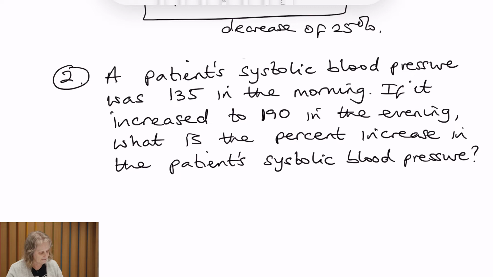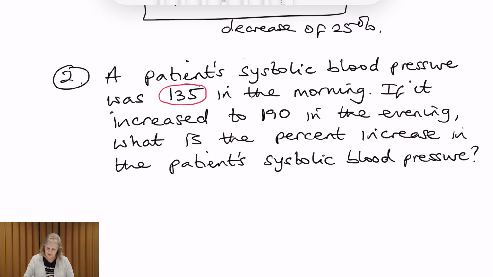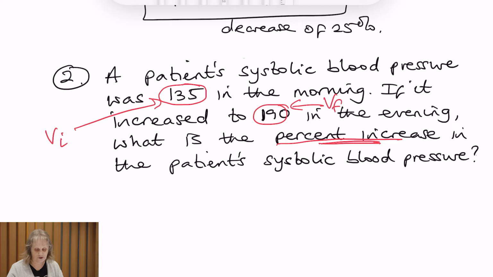So the blood pressure in the morning is going to be our initial value, V to the I, and the blood pressure in the evening is our V to the F, our final value here. And we want to find what is the percent increase in the blood pressure. So it tells us it's an increase, we're going to get a positive value on the calculator.